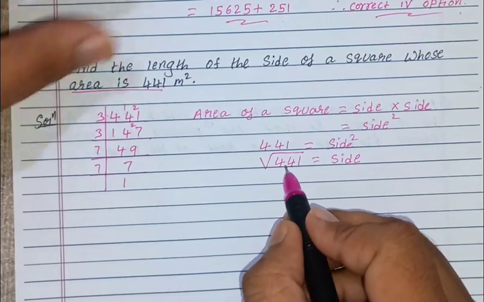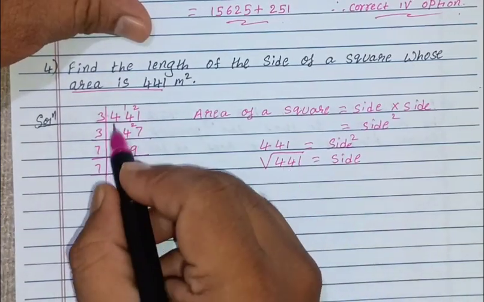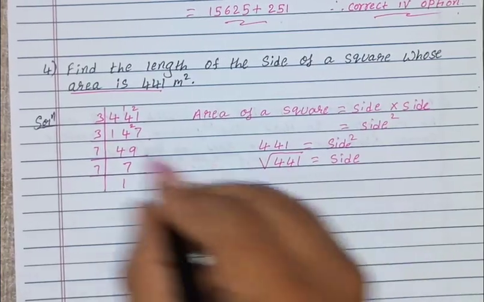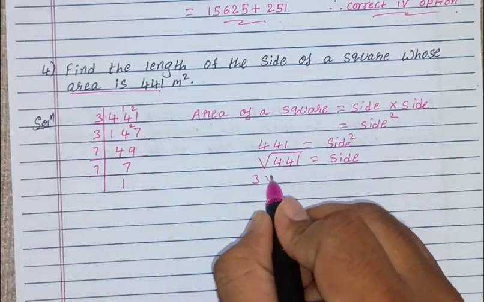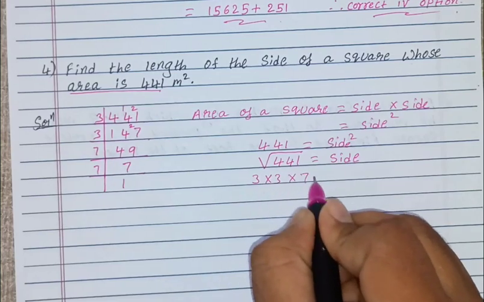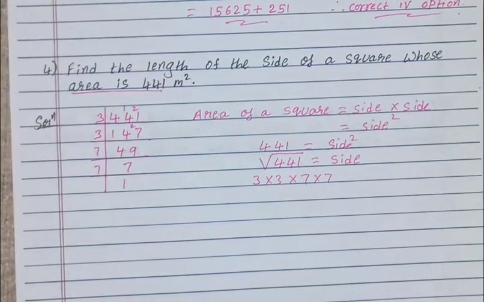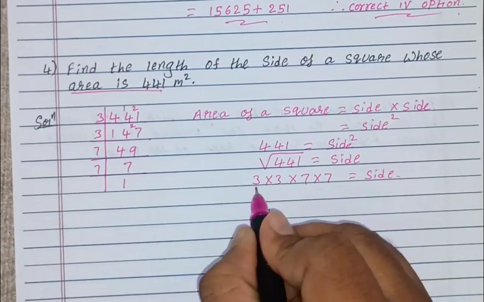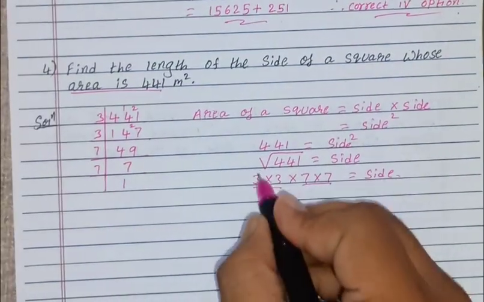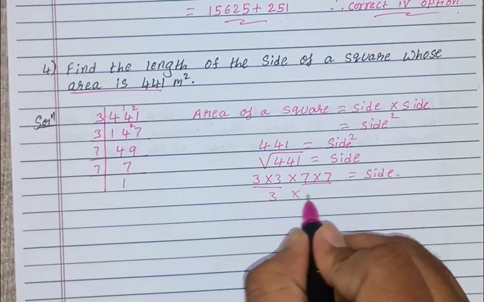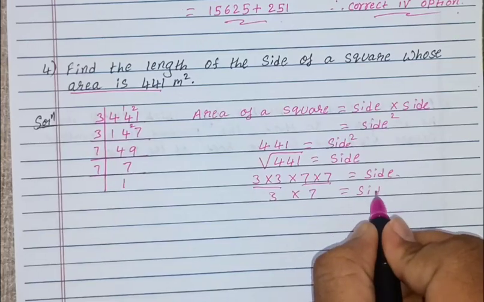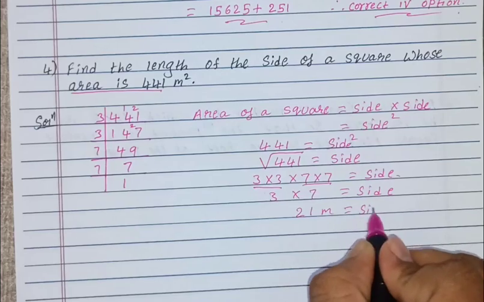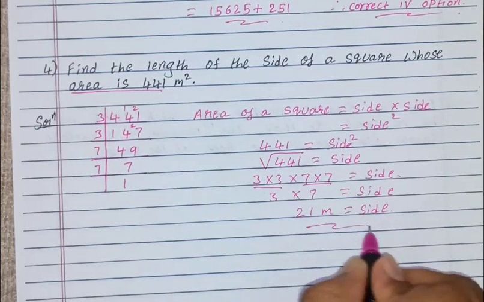Now root 441, you can make it a factor, already I have done it here at the starting itself. So it becomes 3 into 7 into 7, right? That means this is equal to side, here already it is in a pair, right? So take one common, that is 3 into 7 which is equal to side, and 3 sevens are 21 meter which is equal to side, right? So this is your answer.